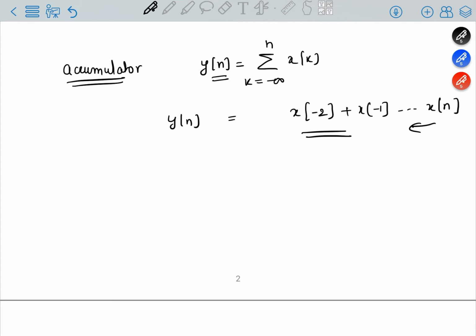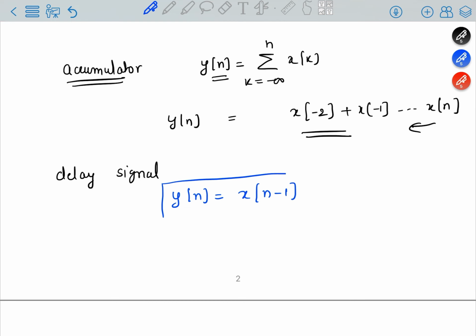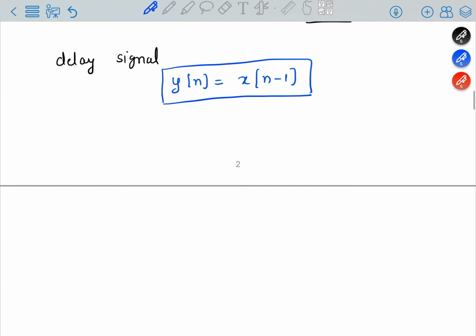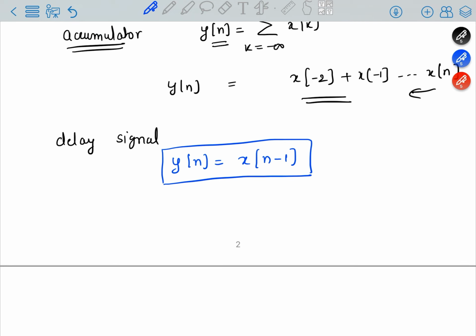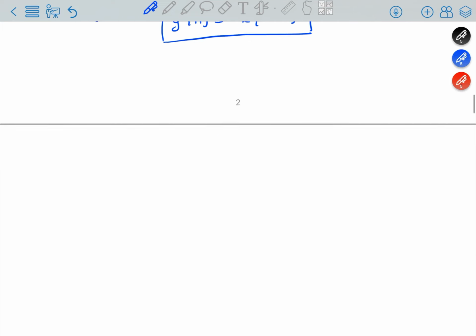Similarly, a simple example of a system with memory is a delay. If y[n] is a delayed version of some signal x[n], shifted by 1 unit, this is also an example of a system with memory. These are both examples of discrete time systems. So the accumulator and the delay can be examples of systems with memory.